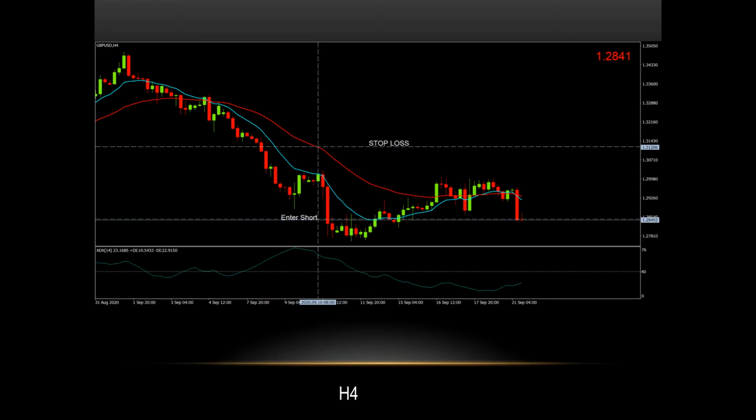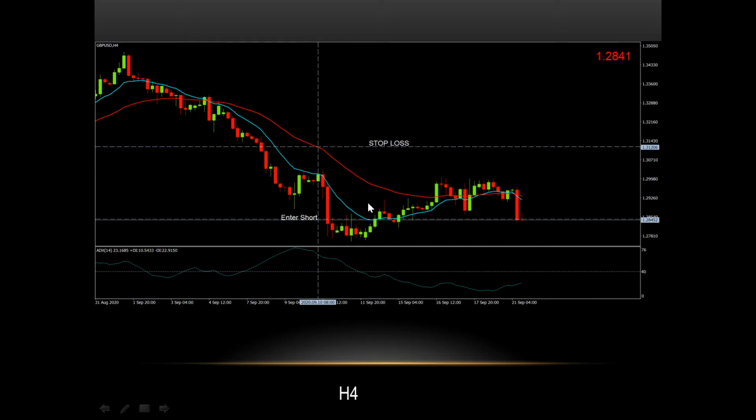And this one is the pound US dollar. This is also the H4, and it's the same criteria. The blue line crosses the red line. All right, and we wait for the price to come back up and touch the blue line. It didn't touch it here, but it did touch it here, and then we have a distance of at least 30 pips between those two. So we take our short trade right there on that next candle, enter the short. And our stop loss is at the red 36 EMA.